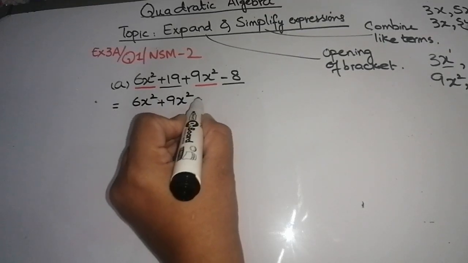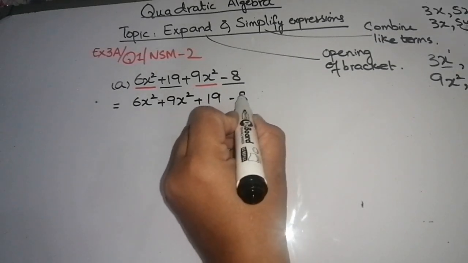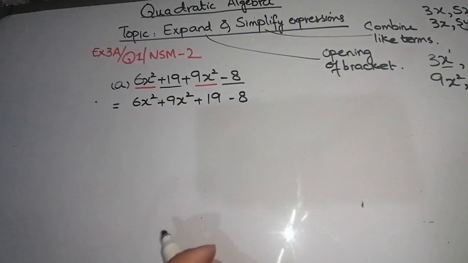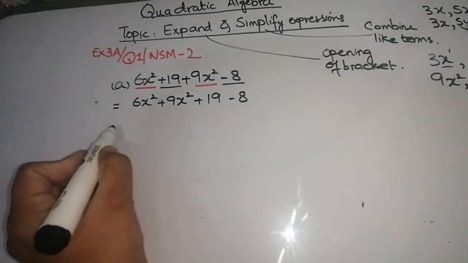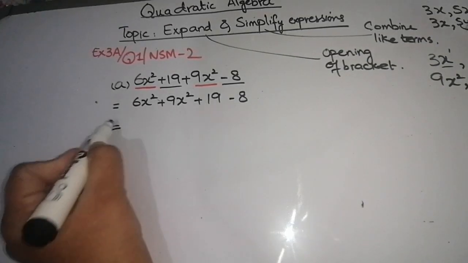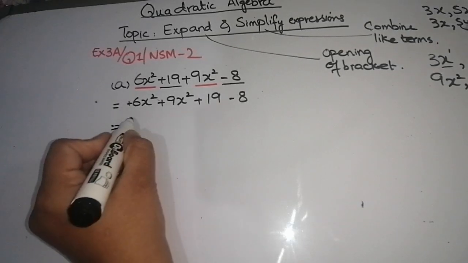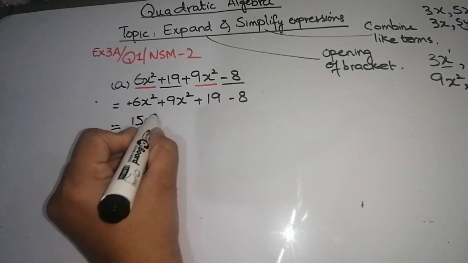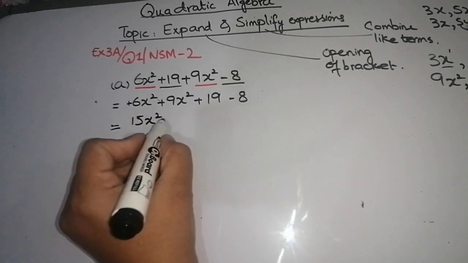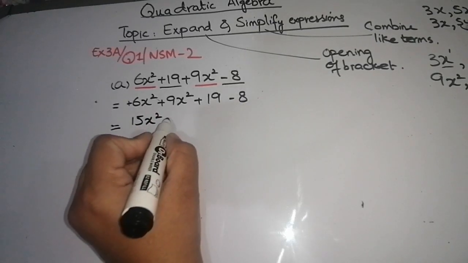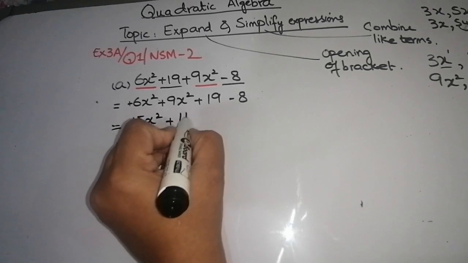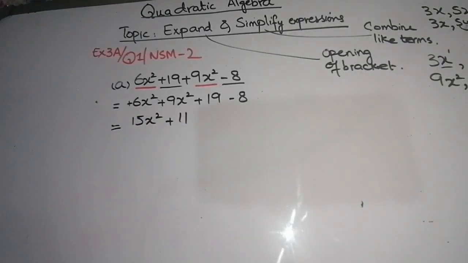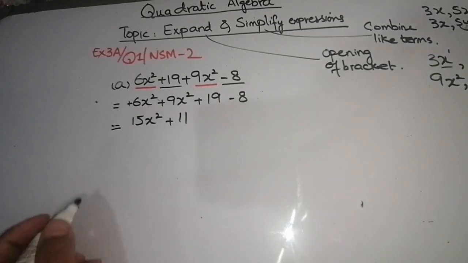When you are solving a difficult or lengthy question, you can skip this step where we write the terms together. You can just highlight them and solve them mentally, but it is good practice to write the like terms together before combining them. Now it's plus 6 plus 9, so it is 15x square, plus 19 minus 8. The operation will be minus and the sign of the bigger number will come, so it will be plus 11. This is your answer.